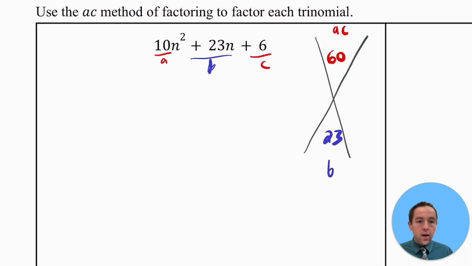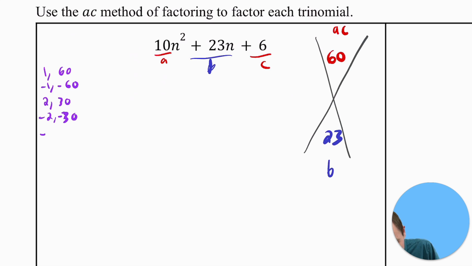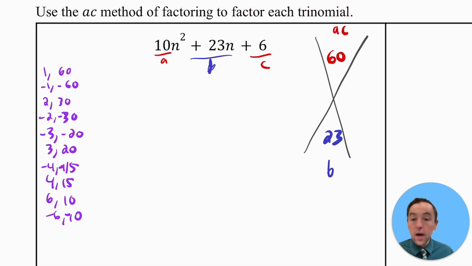So what I need to try to find, right, is I need to try to find factor pairs of 60. So I could do 1 and 60 or negative 1 and negative 60, because a negative times a negative is a positive, right? I could also do 2 times 30 or negative 2 times negative 30, or I could do negative 3 times negative 20 or positive 3 times positive 20. I could also do negative 4 times negative 15 or 4 times 15. I can also do 6 times 10 or negative 6 times negative 10, right? So there's a lot of options, but I need to try to find the one that's going to sum to be 23. So like, for example, right there, that's going to add up to be 61.